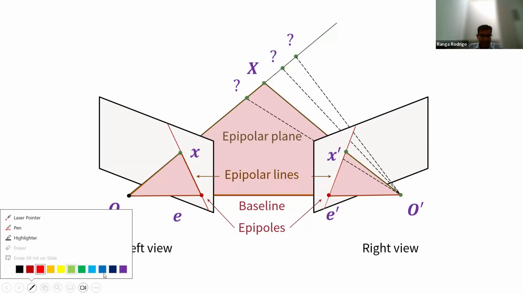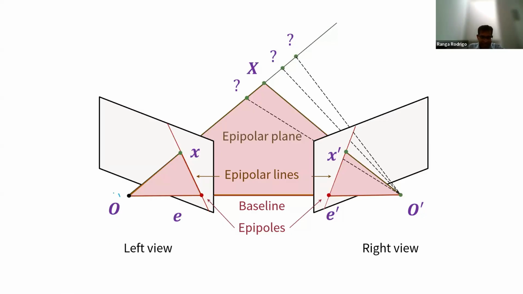Now this is the camera center O of the first camera. This is the camera center O prime of the second camera. And this is the image plane of the first camera. This is the image plane of the second camera.